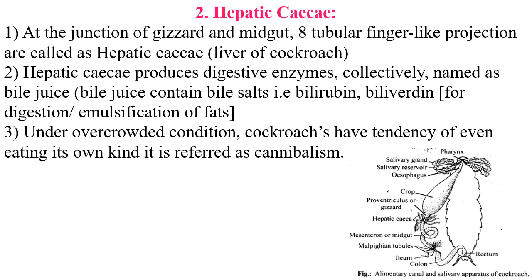Under overcrowded condition, cockroaches show the tendency of eating their own kind, which we have already discussed as cannibalism. So occasionally under overcrowded or fasting, hunger conditions, the cockroaches may show cannibalism, eating their own kind. That is again a unique feature of the cockroaches. So that is the second associated gland. You can say it is the hepatic caeca, compared to the liver in higher animals.